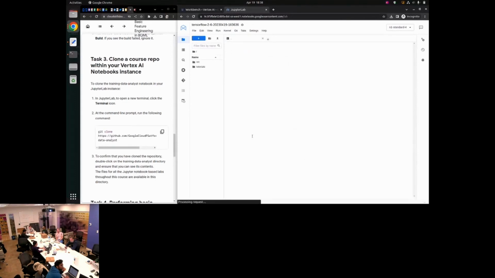Open the terminal. This is going to be like the terminal you have on your system, and just clone this repository. Can you tell me what BQML is? BigQuery machine learning. Exactly.